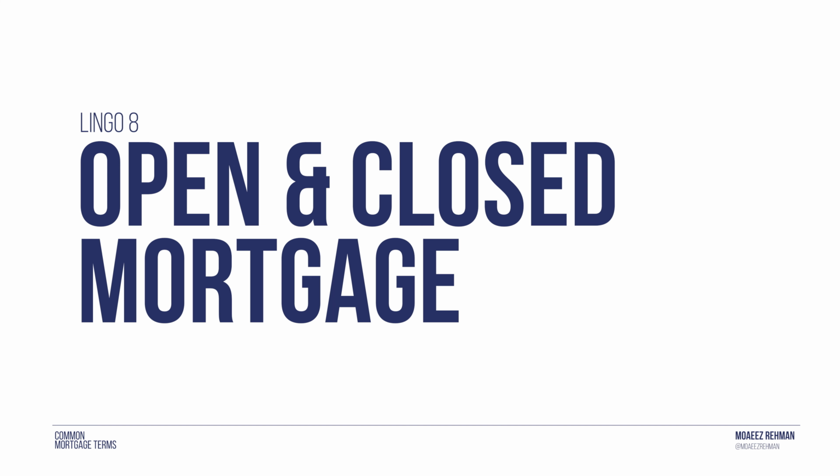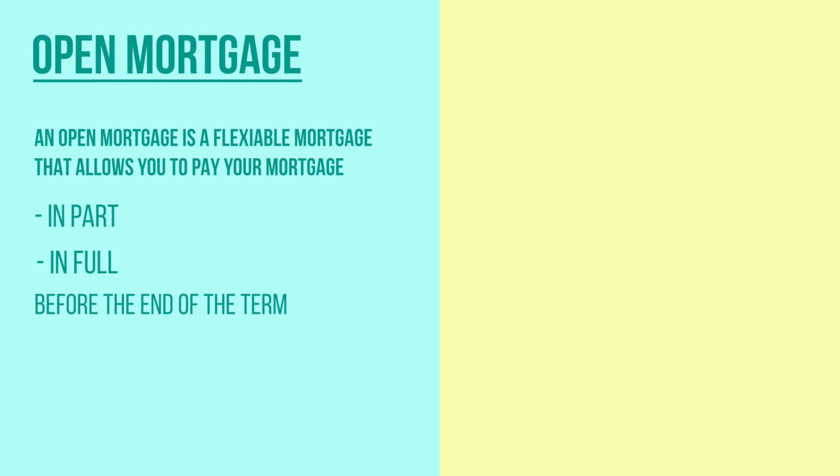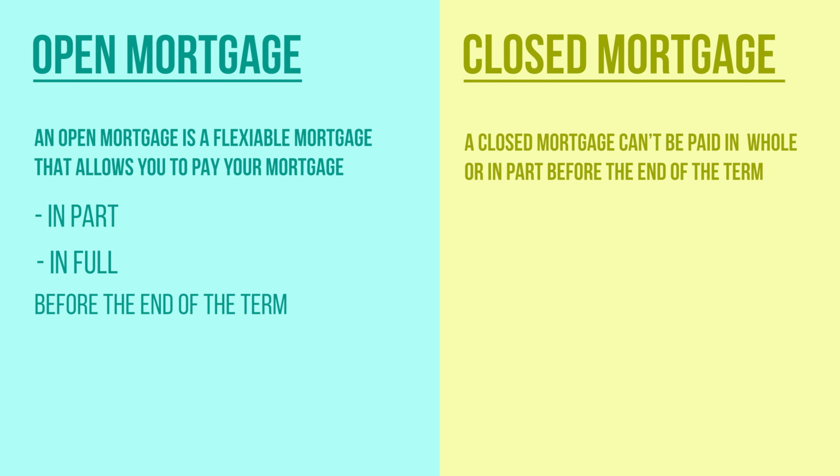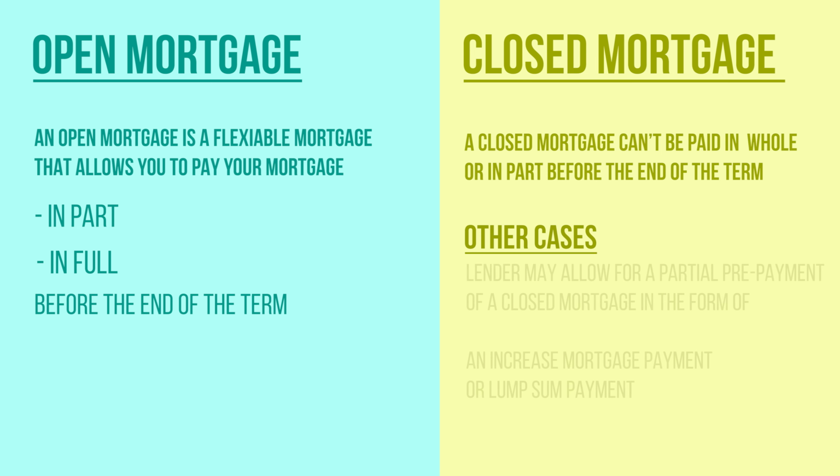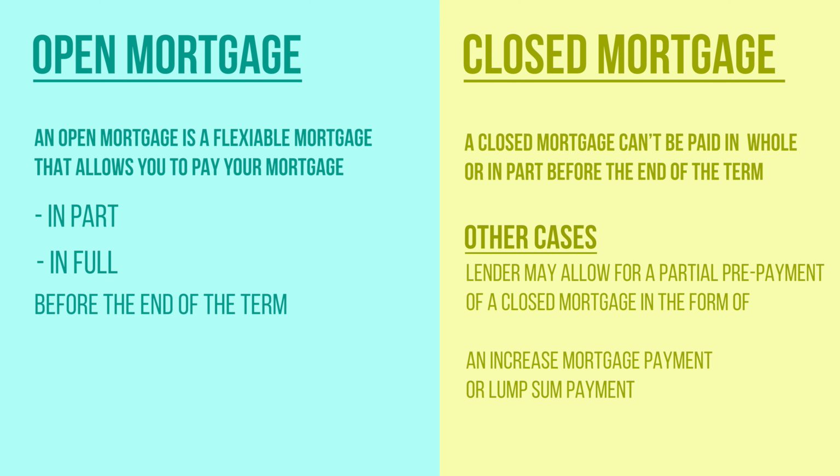Next up, we have open and closed mortgage. An open mortgage is a flexible mortgage that allows you to pay your mortgage in part or in full before the end of the term. A closed mortgage, in some cases, cannot be paid off in whole or in part before the end of the term. In other cases, the lender may allow for a partial prepayment of a closed mortgage in the form of an increased mortgage payment or a lump sum payment.